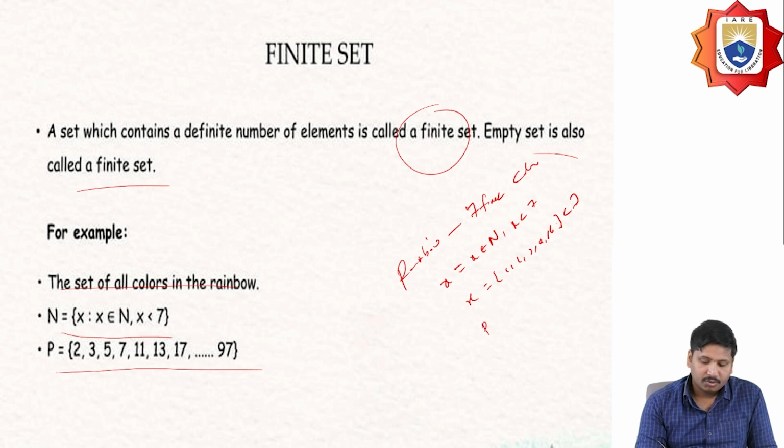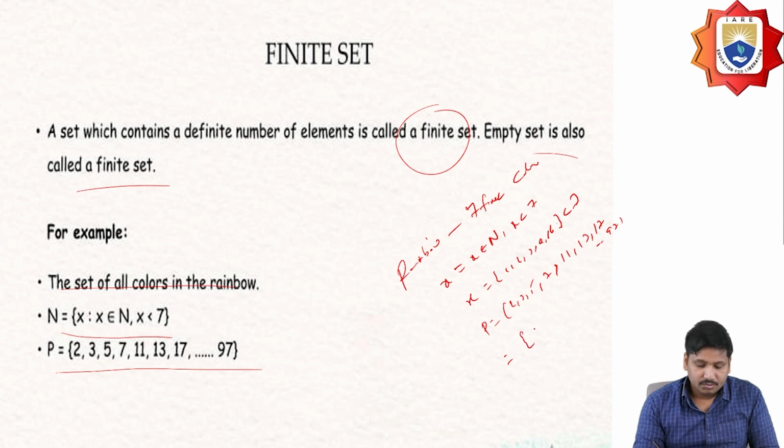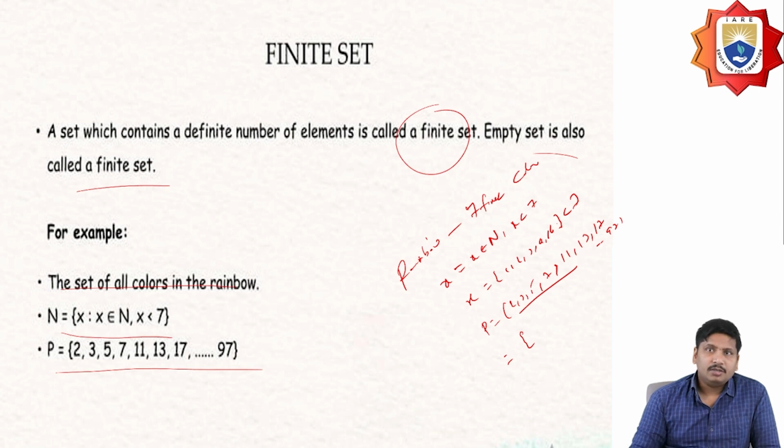And the next one is P: 2, 3, 5, 7, 11, 13, 17, up to 97. So 2, 3, 5, 7, 11 should be the finite set of prime numbers from 0 to 100.